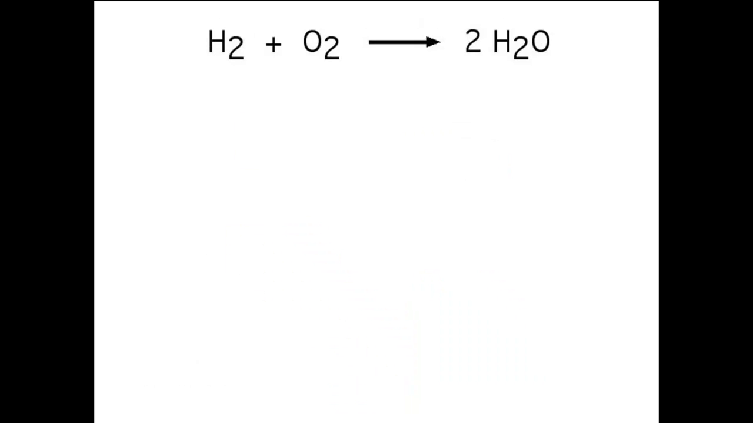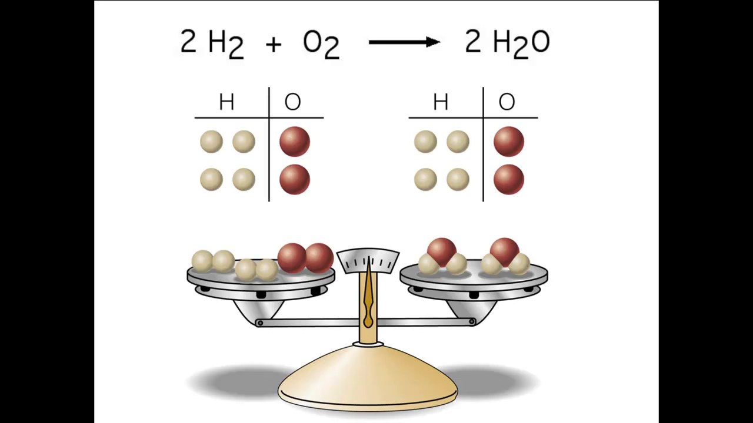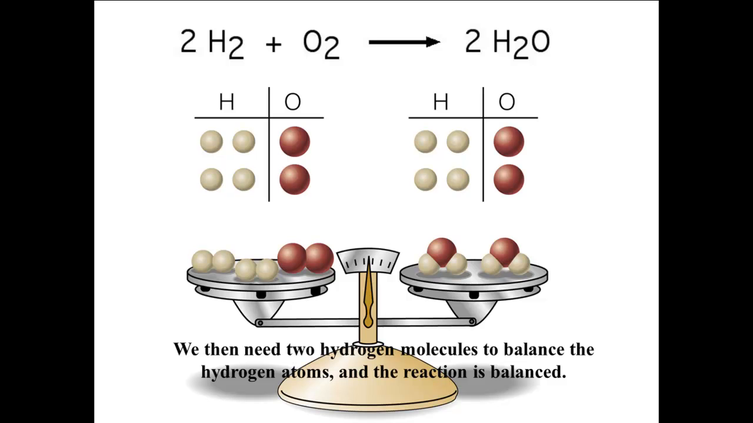Now we need to balance the hydrogen atoms by placing a coefficient of 2 in front of the hydrogen in the reactants. This makes 4 hydrogen atoms in the reactants, as well as in the products, and 2 oxygen atoms in the reactants, as well as the products. So here's the statement. We need 2 hydrogen molecules to balance the hydrogen atoms, and the reaction is balanced. You should note that it is assumed that the coefficient of oxygen is 1.